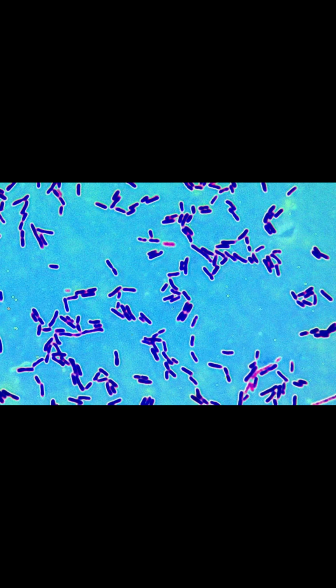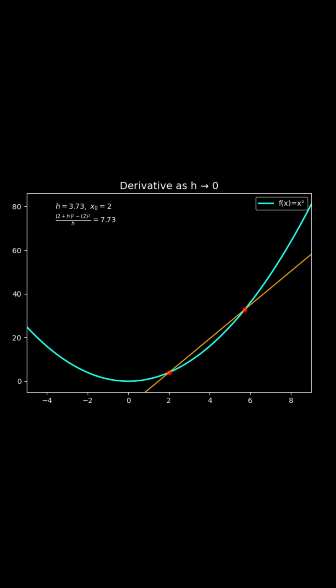Imagine you are growing bacteria that double every minute. Starting from 1 bacterium, after 1 minute you have 2, and after 2 minutes you have 4. Here, the rate of change depends on where you are along the curve. The size of h can affect the calculation. And to find the exact rate of change at a specific point, h must be as small as possible.